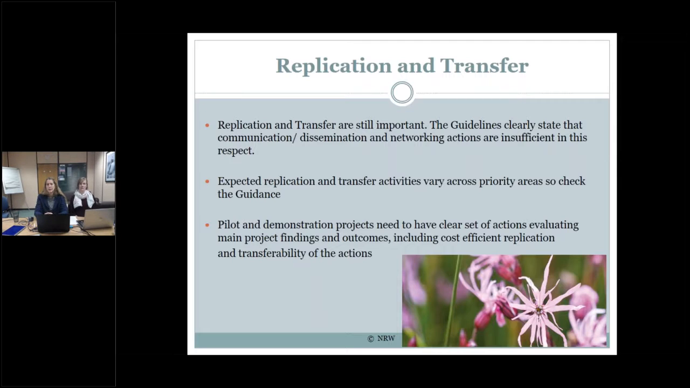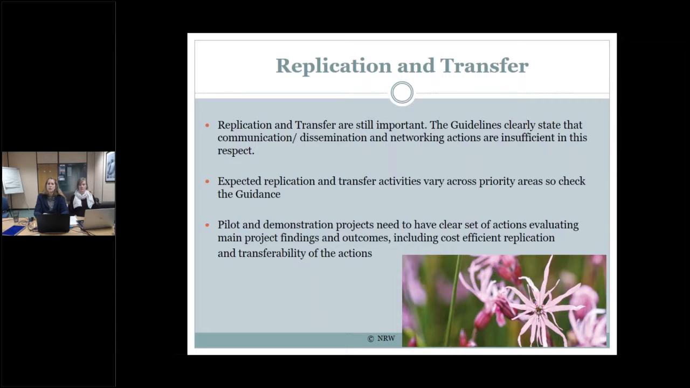replication and transfer potential. As in 2018, the 2019 call refers to replication and transfer potential. Replication and transfer continue to be key components of the LIFE program, so please give this section due consideration. The expected replication and transfer activities vary across the priority areas, so please check the guidance. For example, pilot and demonstration projects must have a clear set of actions for evaluating the main project findings and outcomes, including the cost-efficient replicability or transferability of the actions and results, and the measures taken to ensure the actual replication or transfer of successful pilot demonstration actions. Proposals that are insufficient in these respects will not be considered pilot or demonstration.